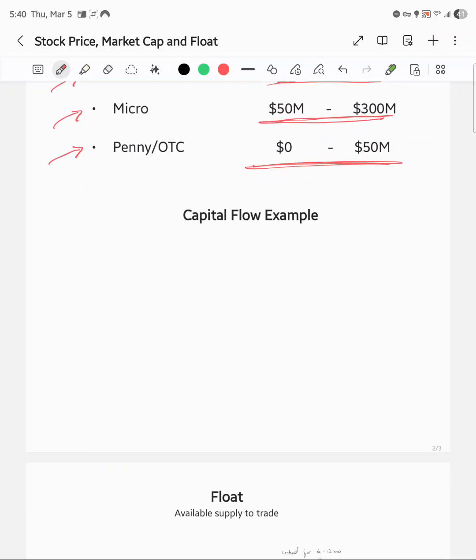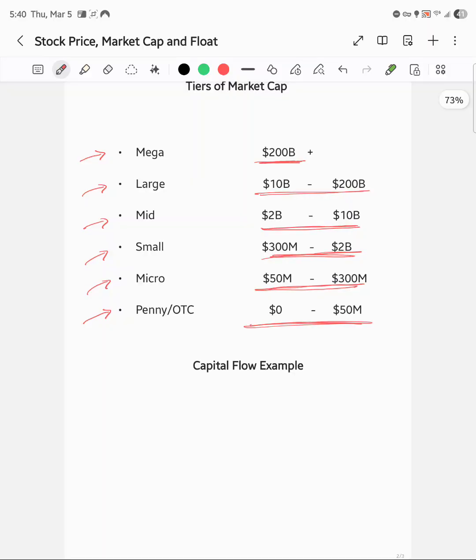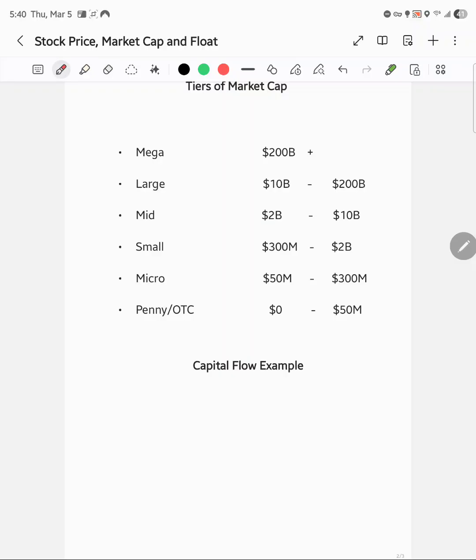Now let's do an example. First I'm going to show you an example through my own example, and then I'm going to show you a simulation that I made. So let's say we are talking about a large cap, or let's do a mega cap. Let's say this company is worth 200 billion.